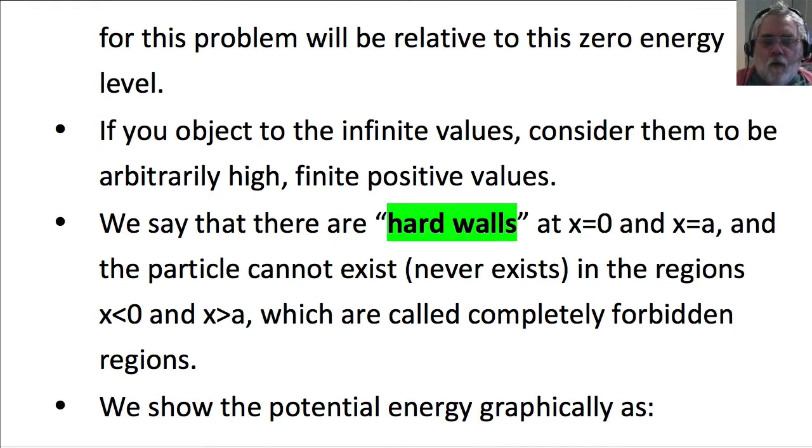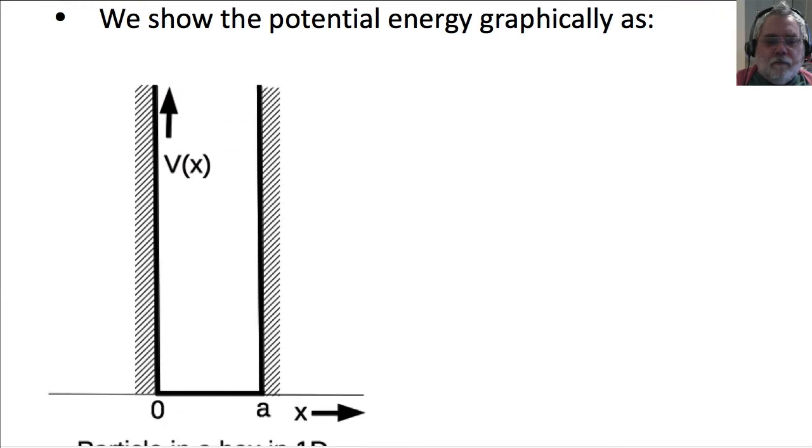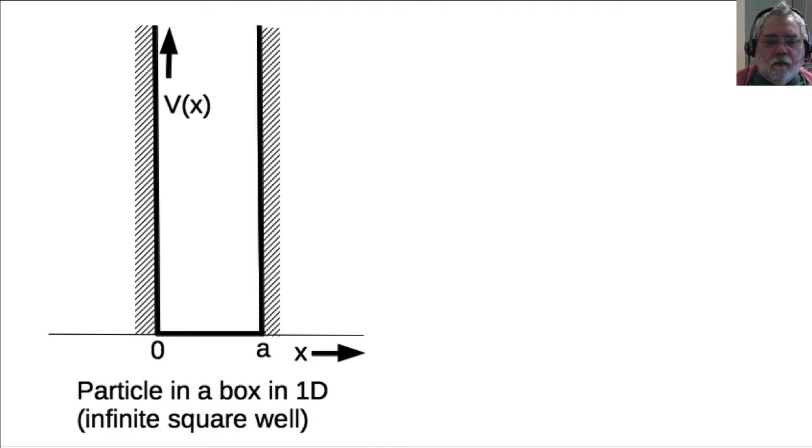We say that there are hard walls at x equals 0 and x equals a, and the particle cannot exist, it never exists, in the regions beyond the hard walls, x less than 0 and x greater than a, which are completely forbidden regions. We show the potential energy graphically this way. Beyond the walls at 0 and a, we show a cross-hatching. Graphically, that means that it's a hard wall and the particle cannot go beyond the hard wall.